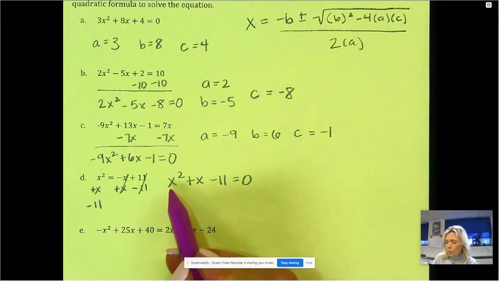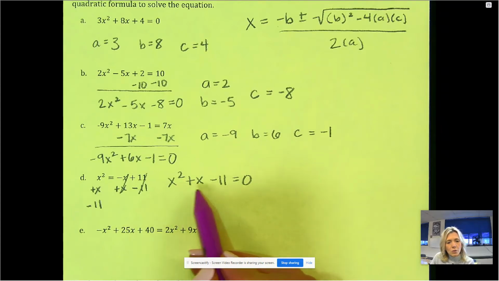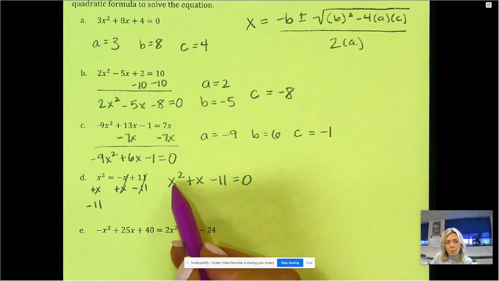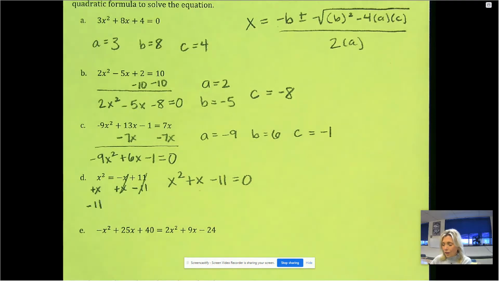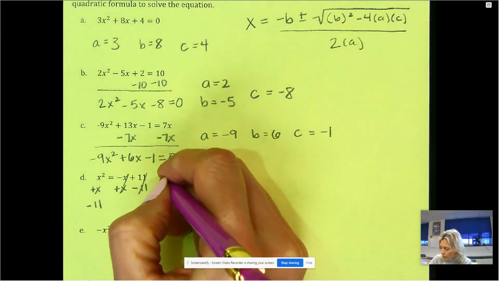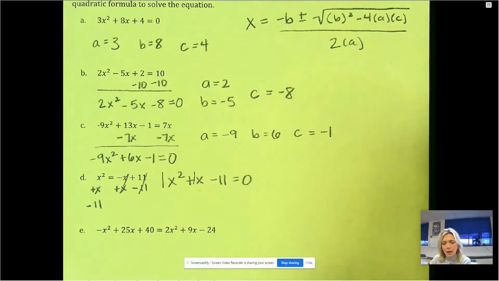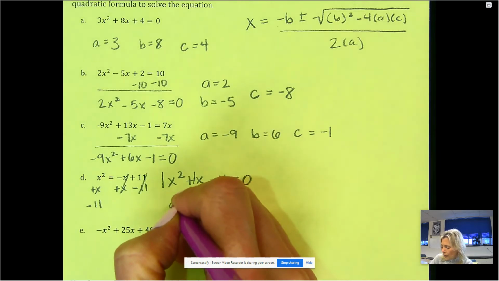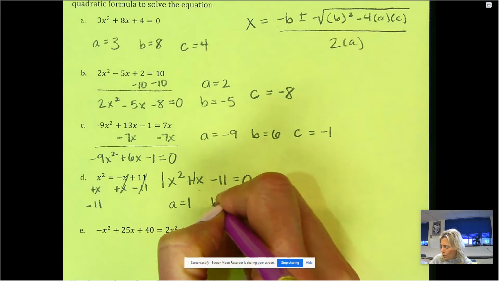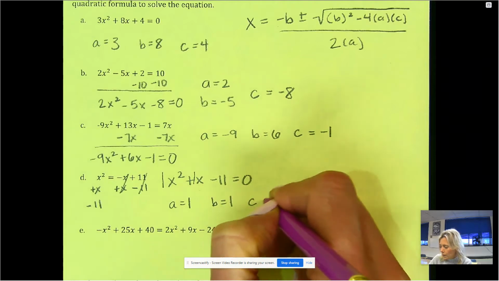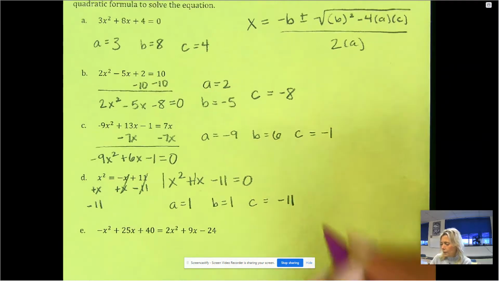All right, now we have two terms here that appear to not have a coefficient in front. Remember that there's always that coefficient of 1. So this is the same as 1x squared. This is the same as 1x. So in this example, A and B are both equal to 1, and C is equal to negative 11.